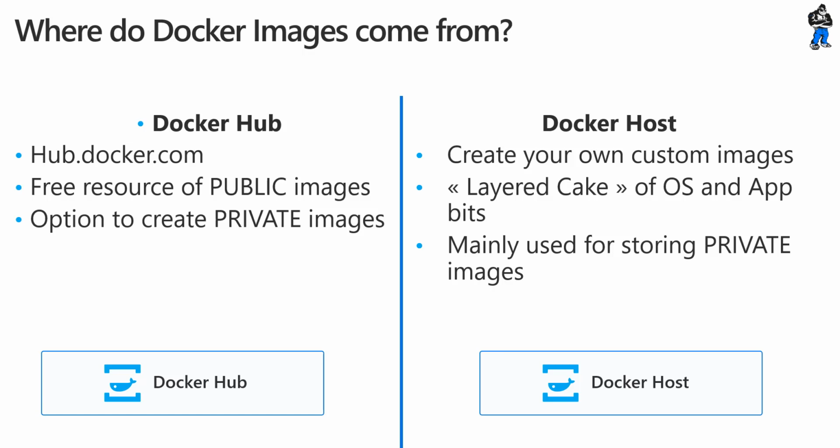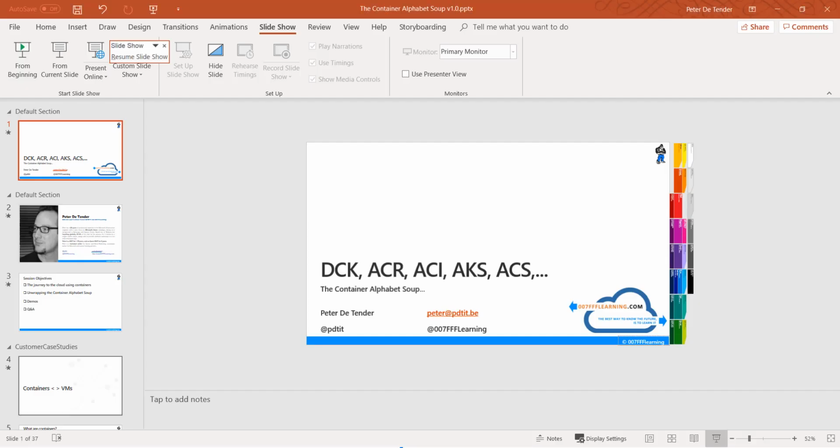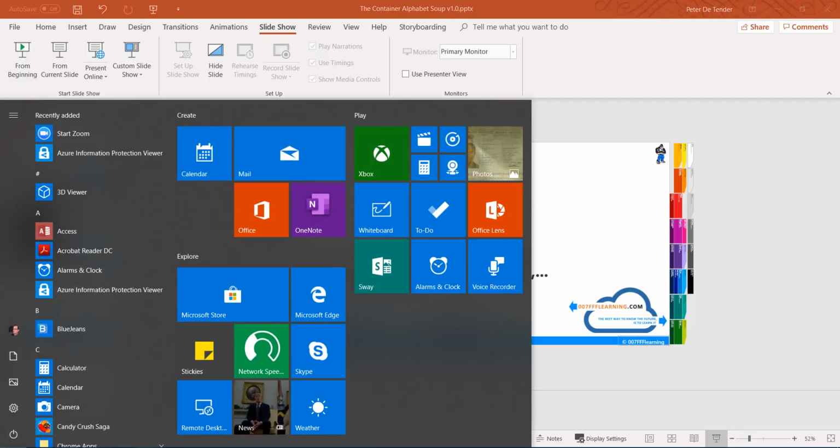So the first one is Docker Hub. A second one is creating your own Docker host and storing it from there. Now Docker Hub, let me quickly show you in a demo what it looks like.